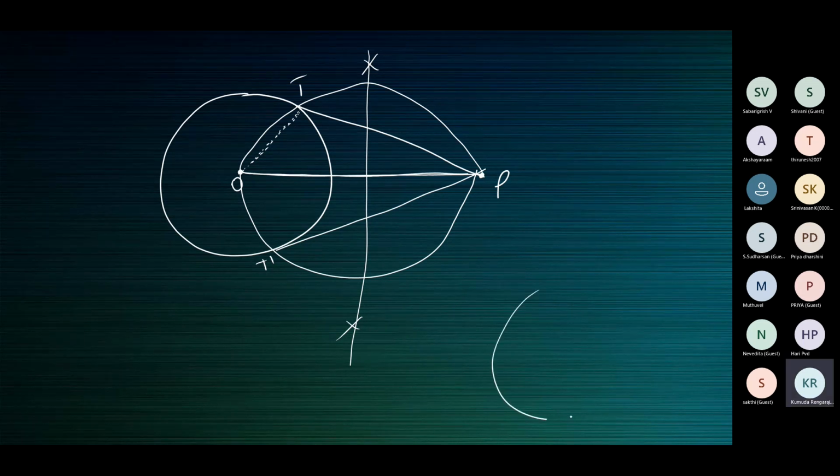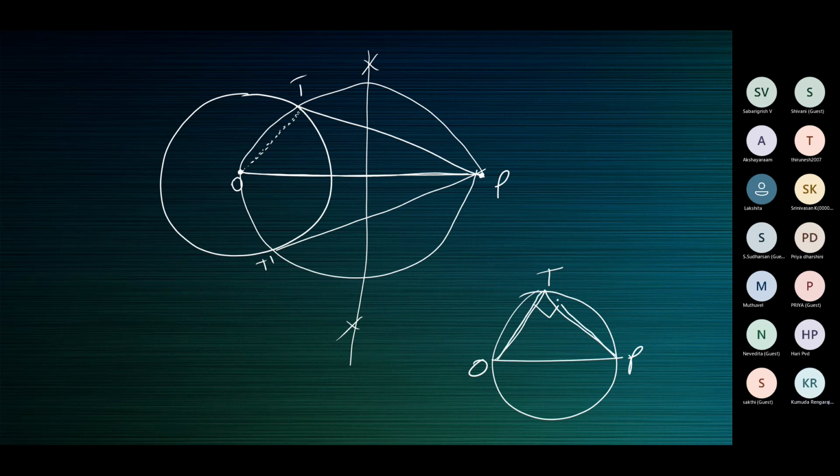Angle in a semicircle is a right angle. If this is the diameter and we have two chords like this, we know that this is 90 degrees. This is O, this is P, and this is T. This is OT, and this is PT. This is the diameter. If OP is a diameter, then this angle is 90 degrees.